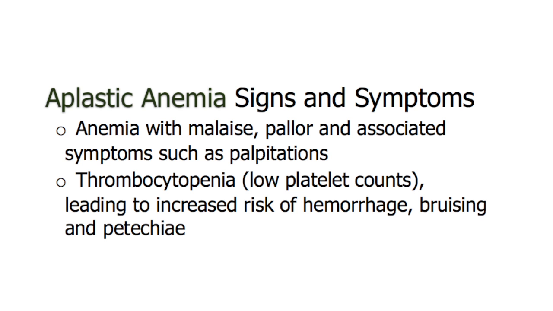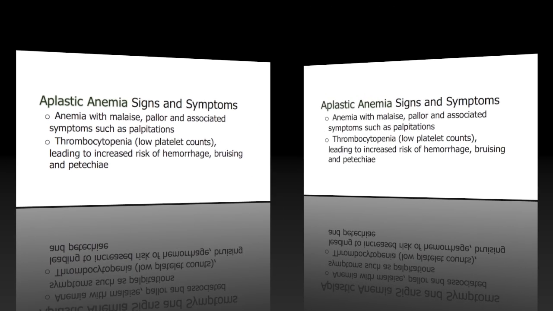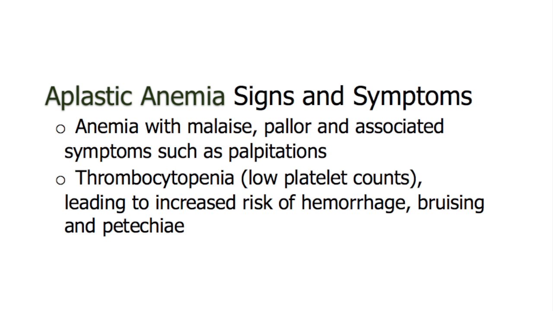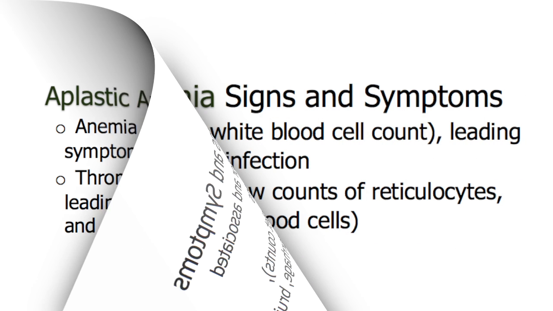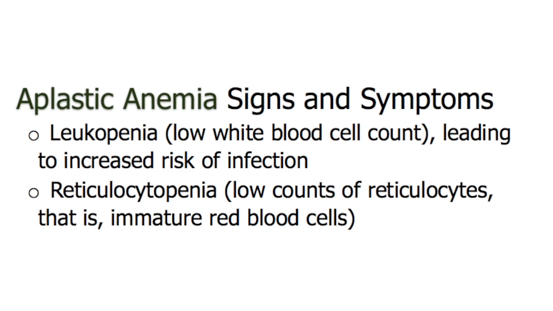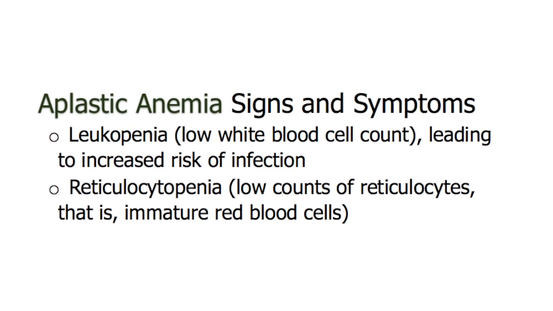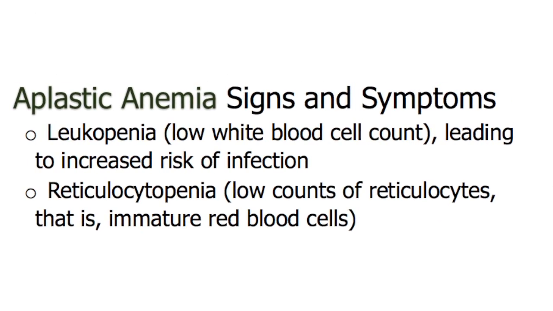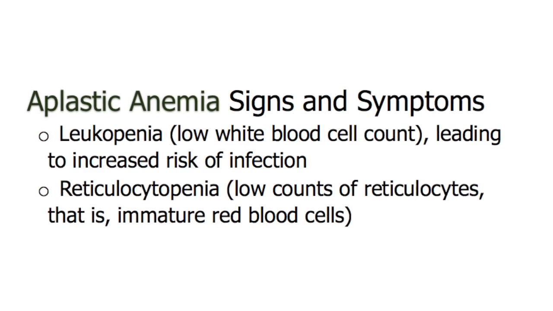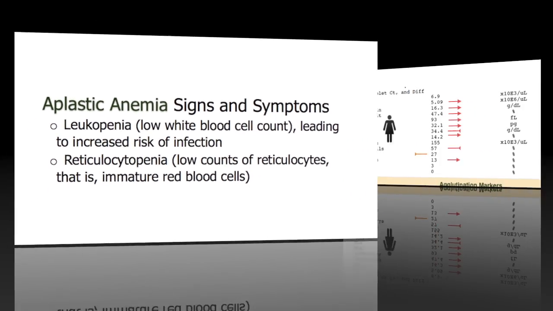Signs and symptoms include anemia with malaise and pallor, and is associated with symptoms such as palpitations. Thrombocytopenia with low platelet counts leading to an increased risk of hemorrhage, bruising, and petechiae. Leukopenia with low white blood cell counts leading to an increased risk of infection, or probably more commonly, an inability to deal with an infection. And finally, reticulocytopenia with low counts of reticulocytes, which are immature red blood cells.